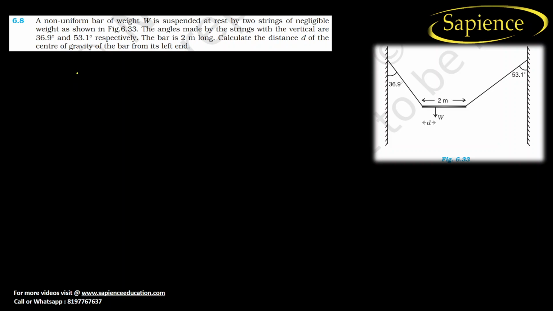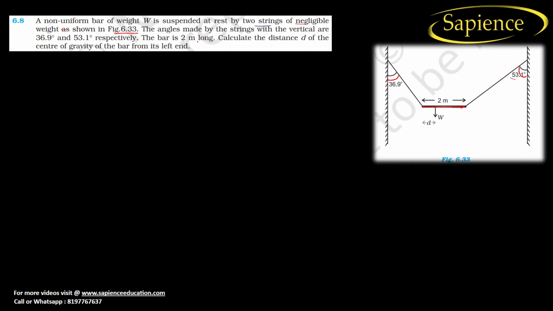Question number 6.8. A non-uniform bar of weight W is suspended at rest by two strings of negligible weight as shown in the figure. Here it is seen that the rod is non-uniform, and the angles made by the strings with the vertical are 36.9 degrees and 53.1 degrees.